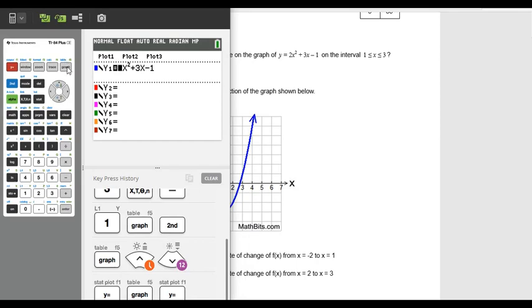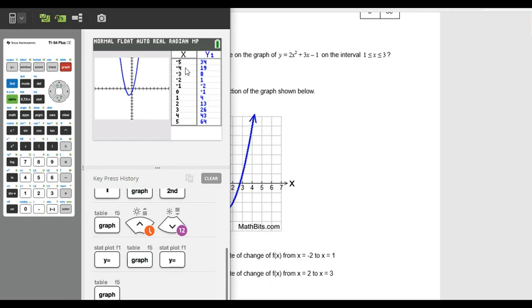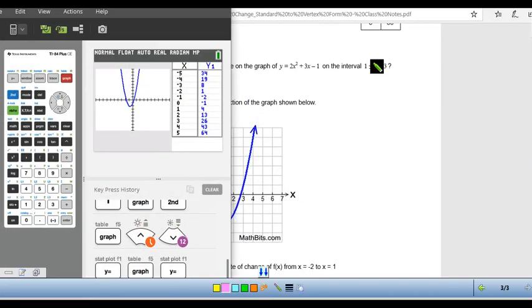If you're using your graphing calculator, you'll go ahead and graph, and you will want your table of values to show. In this case, they want us to focus on the interval from x equals 1 to x equals 3. So the two values I'm going to look at is when x equals 1, what does y equal? And when x equals 3, what does y equal? These 2 points are 1, 4 and 3, 26.